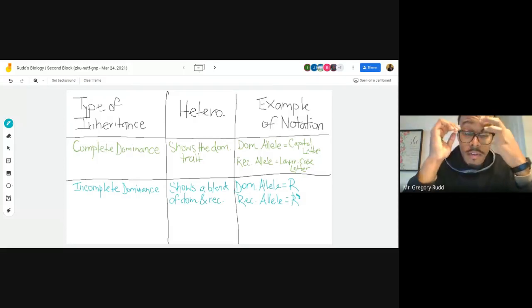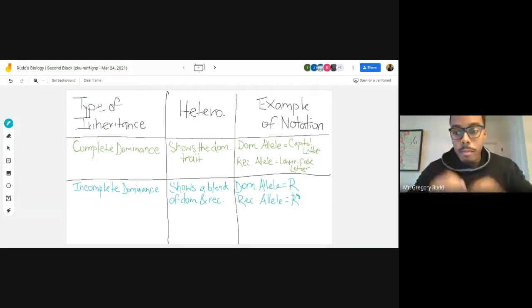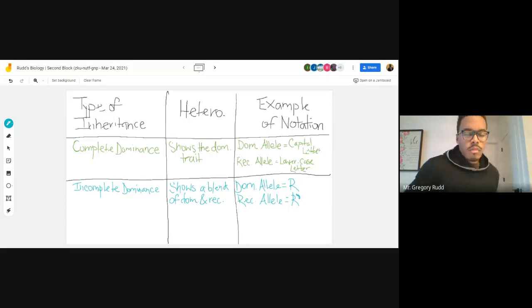Okay, so here are the differences between the two. And if you can remember what the heterozygote looks like, you're in a great place to solve these problems. If you can remember that with complete dominance, the heterozygote is going to still show the dominant trait, that's excellent. And then if you can remember that with incomplete dominance, the heterozygote shows a blend of the dominant and recessive traits, then that's excellent. All right, so I'll leave this up for a little bit longer, and then we're going to go back to the slides. But you all still have access to that Jamboard. It's in the chat.